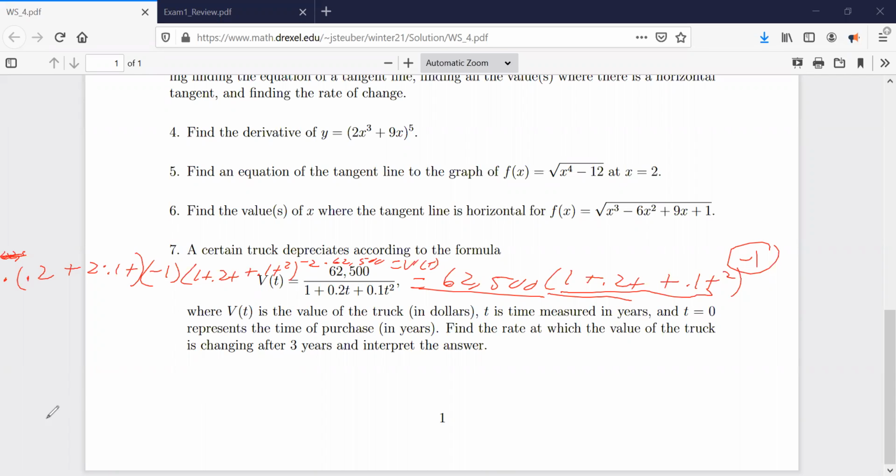So now I just plug in V prime of 3, and you guys can do that yourselves. I trust your ability to plug it into the calculator, but you get negative 8,000. And that just means that after 3 years, the truck is decreasing in value at a rate of about $8,000 per year. Does that make sense to everyone? Yeah, that makes sense. Cool.